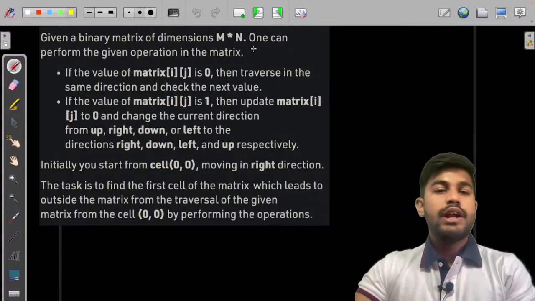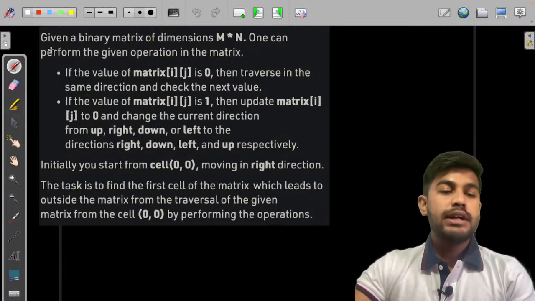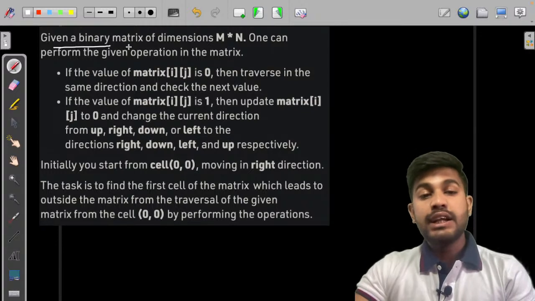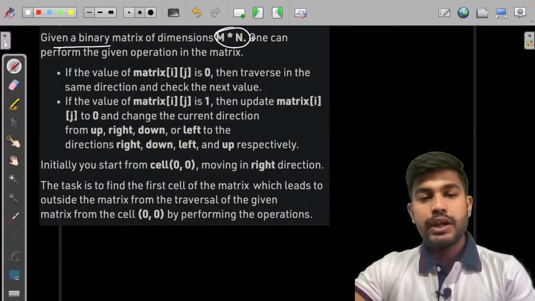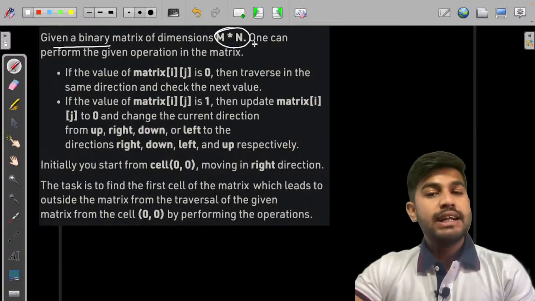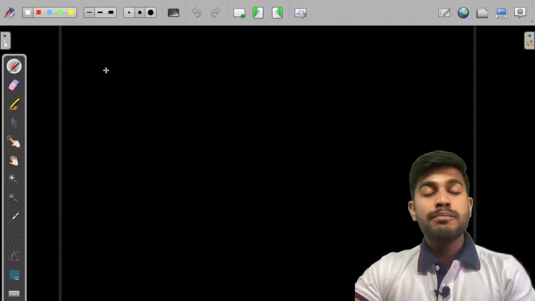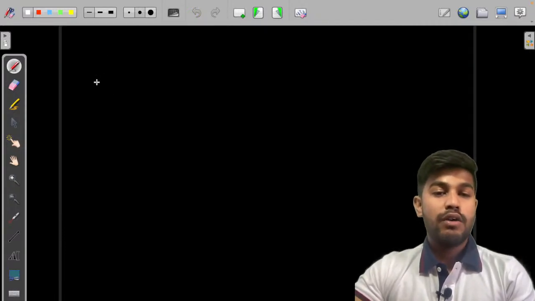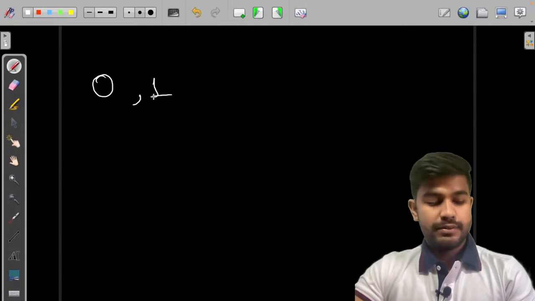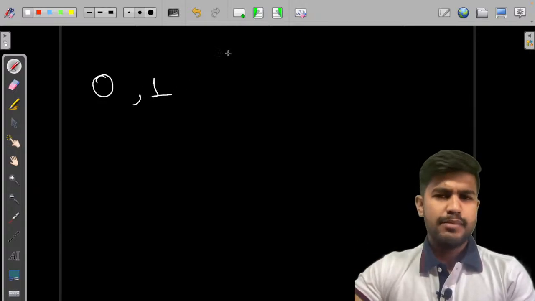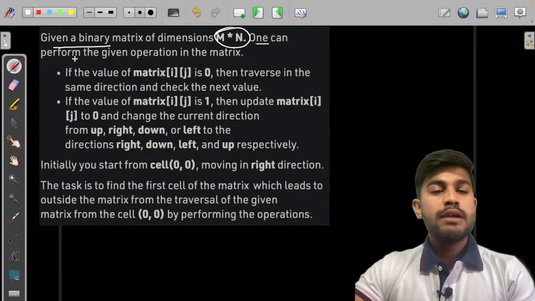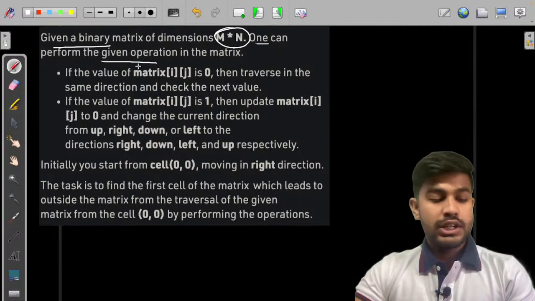Okay, fair enough. So let's start and read the problem statement. We are given a binary matrix of dimension m into n. So binary matrix, binary string, it means that the elements would be 0 or 1. Only two types of elements. Okay, fair enough. One can perform the given operation in the matrix.